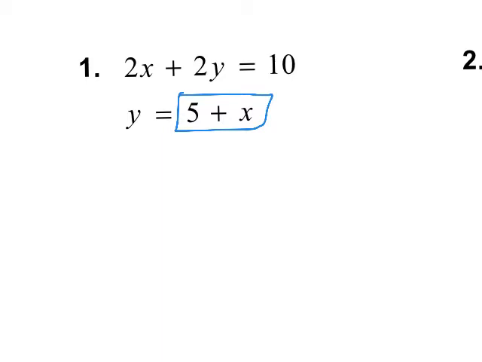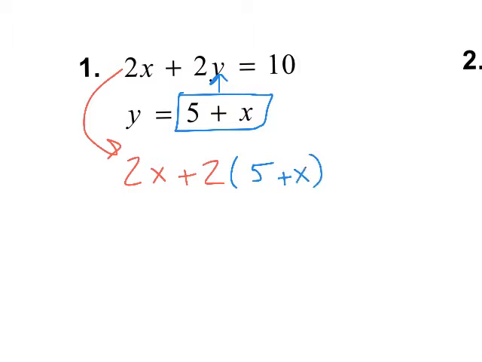On the other problem that we just got done doing, when we knew x was 3, we took 3 and plugged it in for x. So now that we know y equals 5 plus x, we're going to take 5 plus x and plug it in for y in the other equation. So now that top equation is 2x plus 2, and in place of y, I'm substituting in 5 plus x equals 10, right? So in place of y, I'm plugging in the 5 plus x.